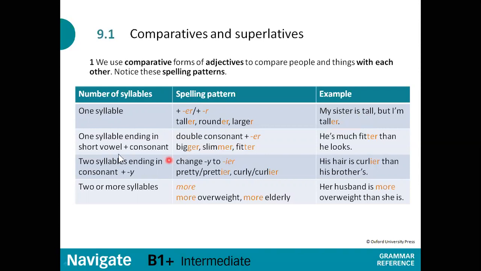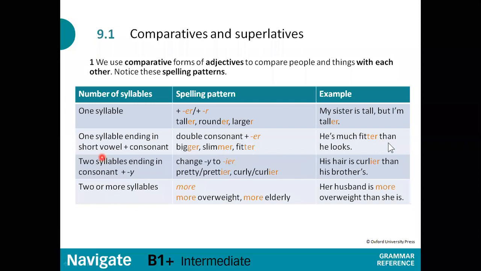All right, next explanation. One syllable ending in a short vowel plus consonant. When one syllable ends with one vowel and one consonant, when you add er, you double the consonant. For example, big, here you can see i-g, so it's a one-syllable adjective, and i is a vowel and g is a consonant. When you add er, you double the consonant. So big, bigger. Next one, slim, slimmer. When you add er, you double the m here. And finally, fit, fitter. When you add er, you double the t here.